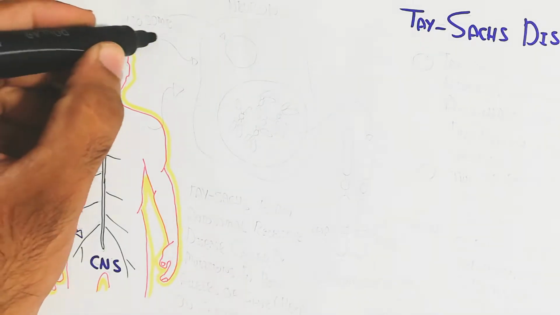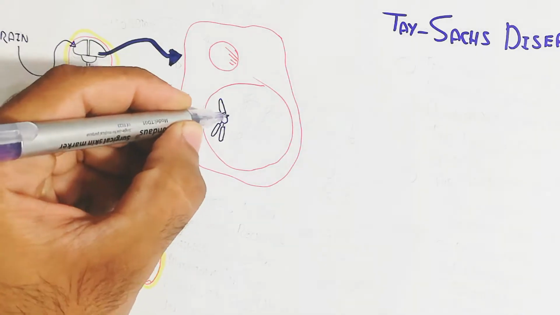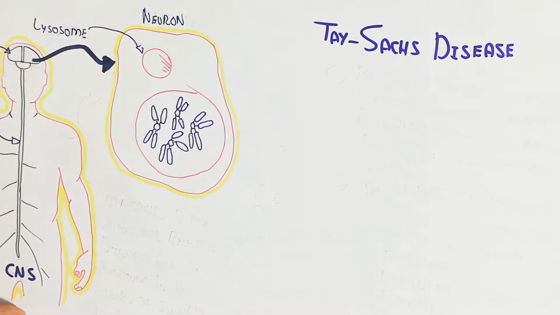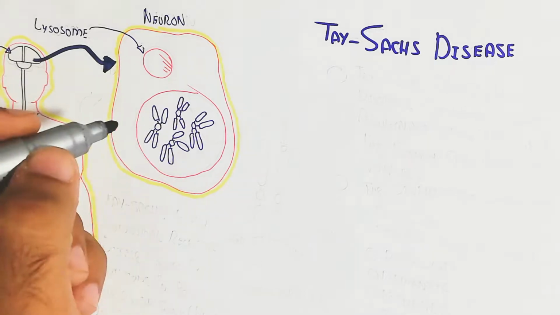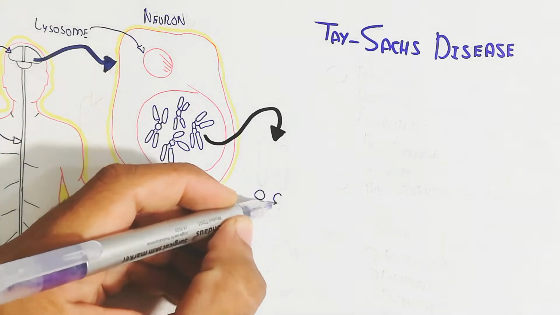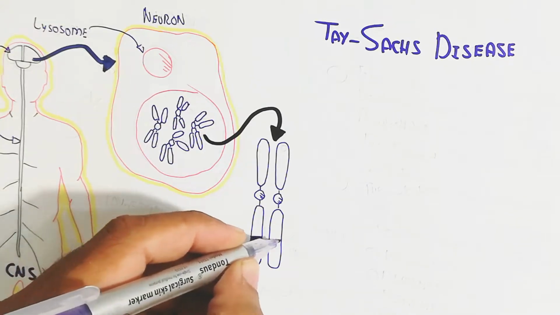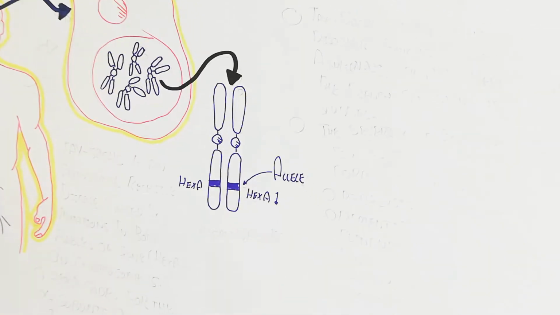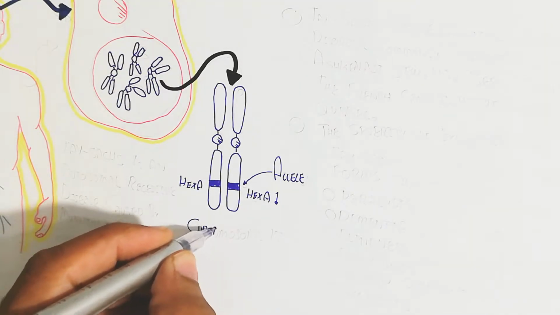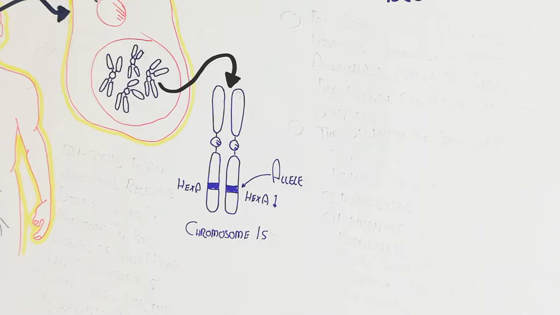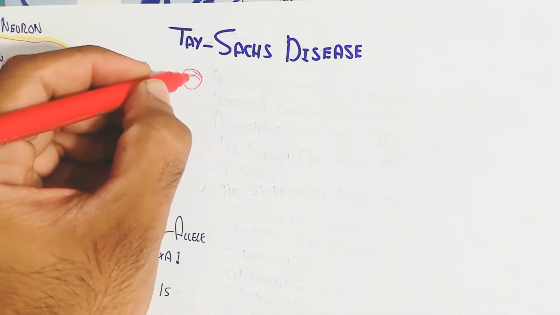So let's draw a brain neuron here, which contains chromosomes. Chromosome 15 contains the allele. Both alleles are recessive, the Hex A allele, which is responsible for GM2 ganglioside homeostasis in the plasma membrane of the neuron.